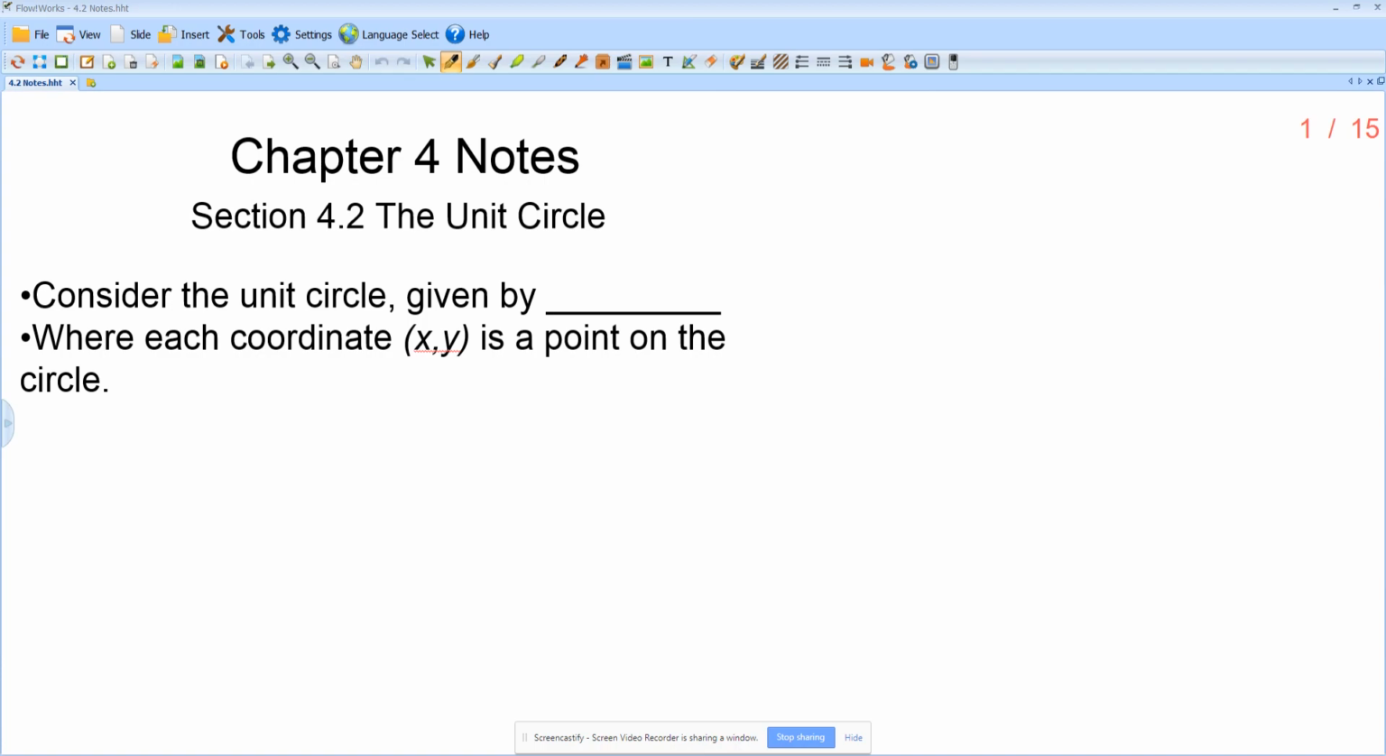All right, welcome to section 4.2. As you can see right here, the title is the unit circle. Many of you have probably heard students talking about it. It's a super important thing that really is just going to carry through.